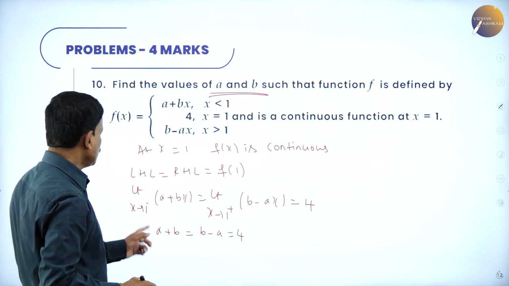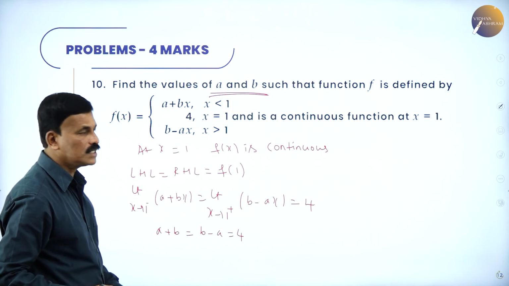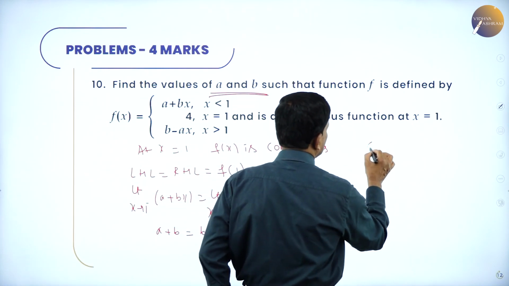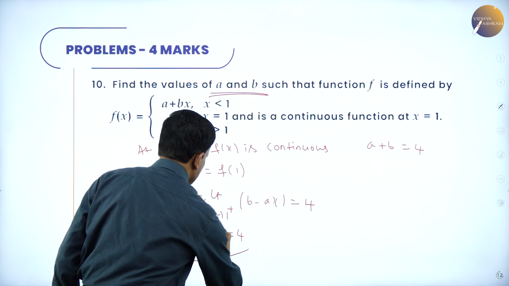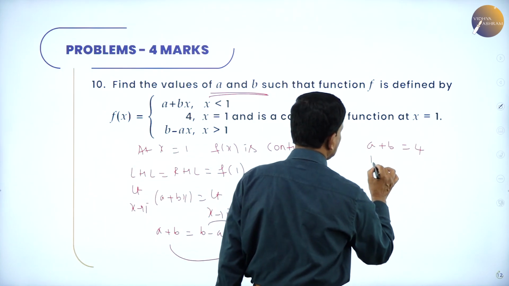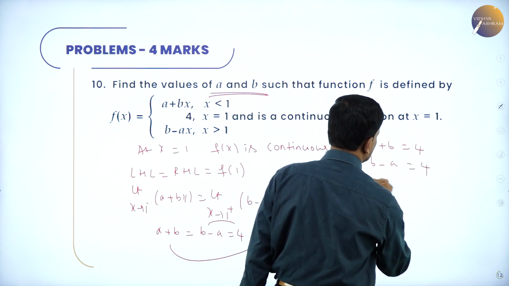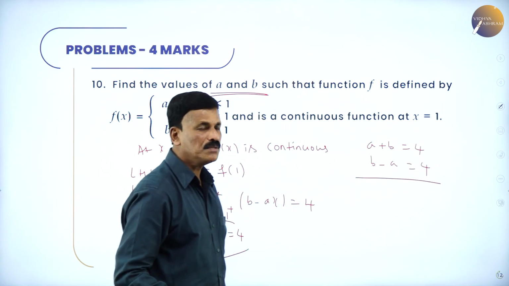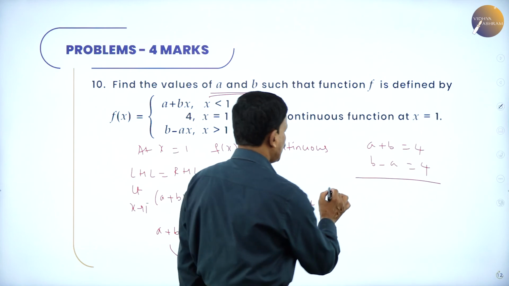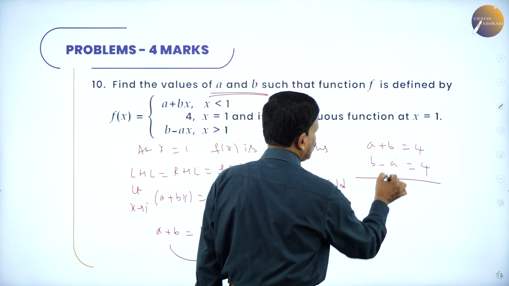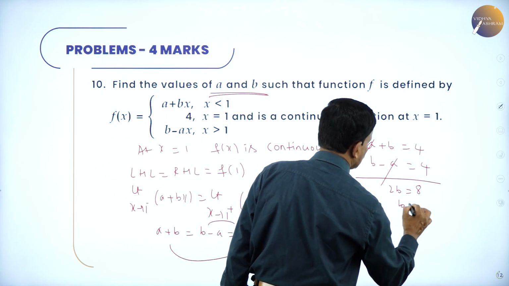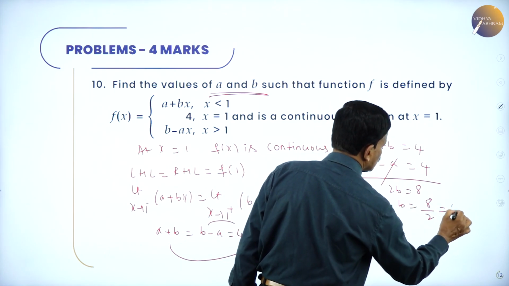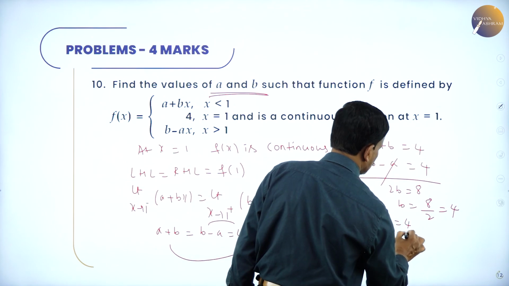Now, what do you say? A plus b is equal to 4 and b minus a is also equal to 4. Equate these two. A plus b is equal to 4, first and last, second and last. Again, b minus a is also equal to 4. Now, simplify this. If you add, minus a plus a gets cancelled, b plus b, 2b is equal to 8, b is equal to 8 by 2 is 4, b is equal to 4.